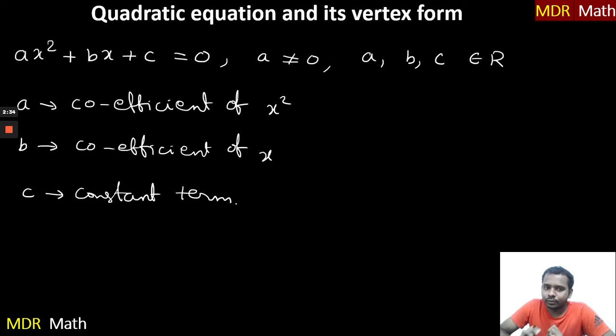We are going to deal with only the real numbers of a, b and c. We are not going to deal with imaginary complex numbers. Remember that. And a must not be equal to 0. Why? Because when a is equal to 0, this becomes a linear equation. That is, bx plus c is equal to 0 becomes a linear equation.